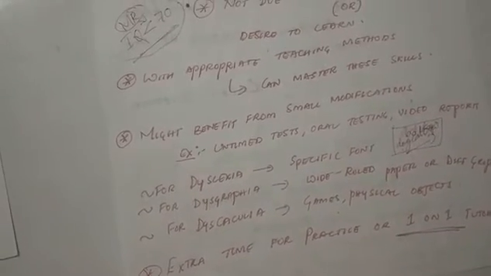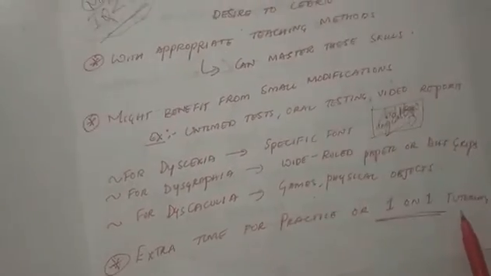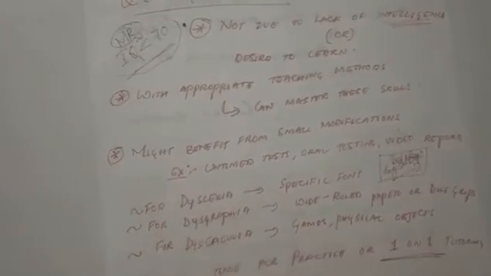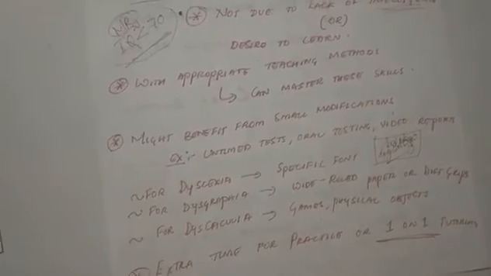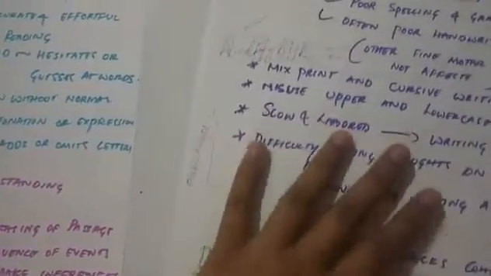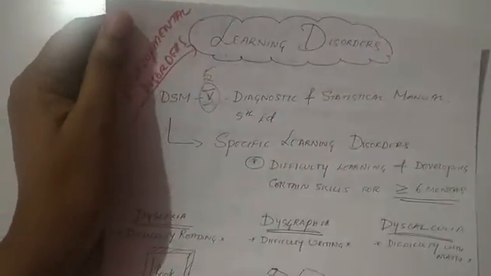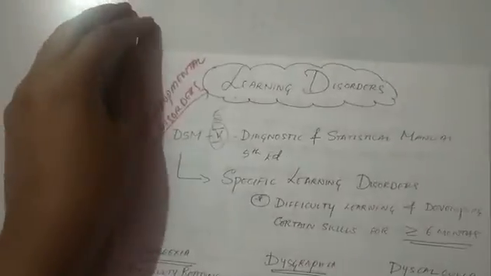Then for dyscalculia, games and physical objects can be used, along with extra time for practice or one-on-one tutoring. These are the methods which could help you to overcome learning disability problems. So we had a look at a little understanding of learning disorders, learning disabilities in general. In terms of diagnostic criteria, we will look at DSM-4 TR in our next video. Thank you.